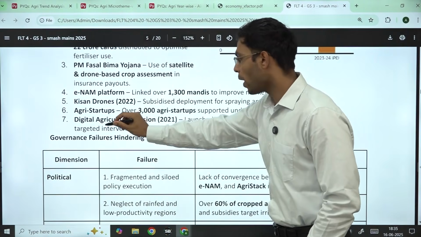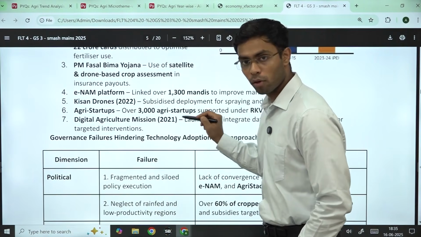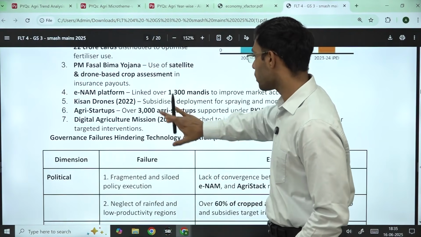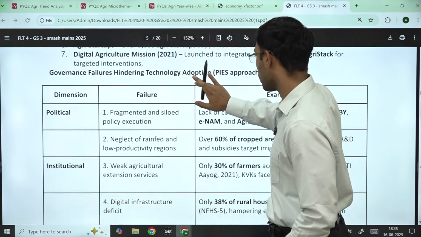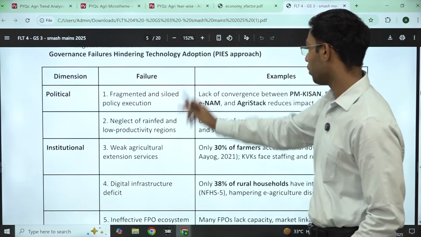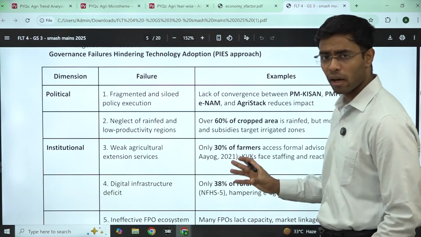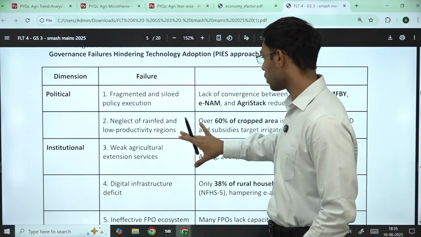Then I would say why it is more a governance failure. My heading would be this. I would directly take the statement and the language from the question itself. Then I would give these dimensions that they have mentioned here. Governance failures hindering technology adoption, right? Failure, political, institutional, and so on. Maybe you can make a diagram, a circular diagram, hub and spoke diagram to sort of give that answer there.